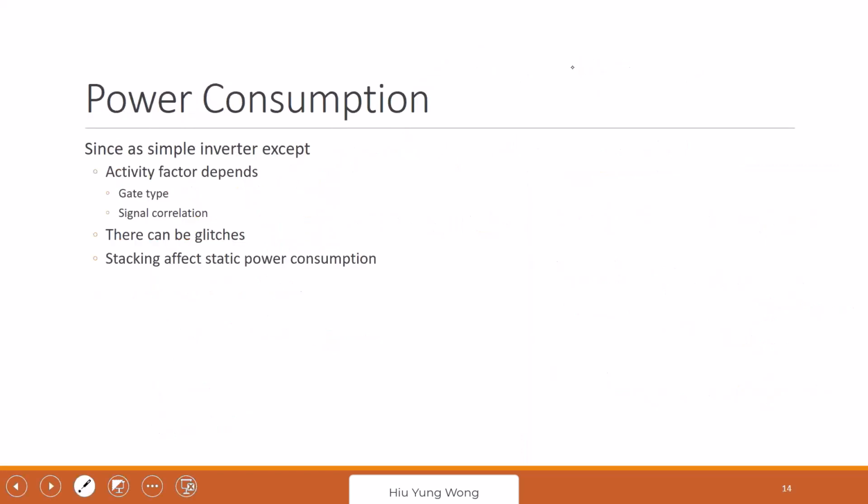Okay. Now then, let me talk about power consumption, right? So now we will start. We are done with the sizing of logic gates, the most difficult part. So you will have a lot of exercises in the assignment and midterm and exam, and even your project, right?